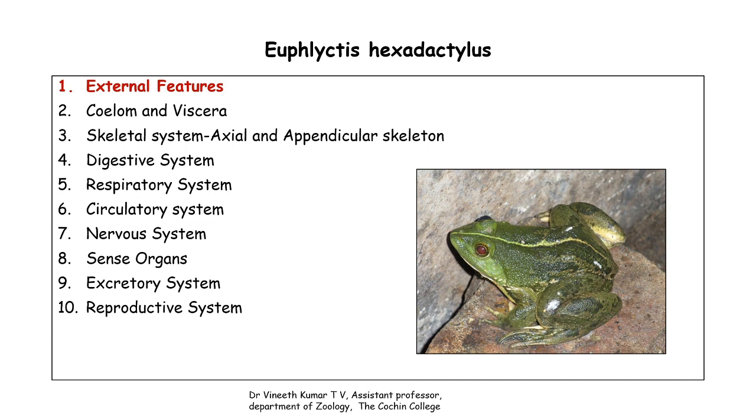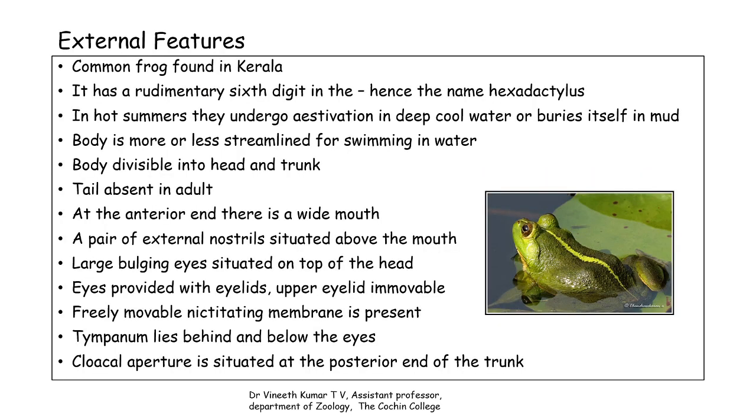So our first discussion will be on the first topic, which is the external features. Coming to the external features, this is a particular frog, the Euphlyctis hexadactylus. It is common in Kerala, and it is called hexadactylus because it has a rudimentary sixth digit in the hind limb, and that is why the name is given as hexadactylus, which denotes six dactylus, six digits. So in summer, these frogs undergo aestivation. Either they remain in deep, cool water, or they bury themselves in mud.